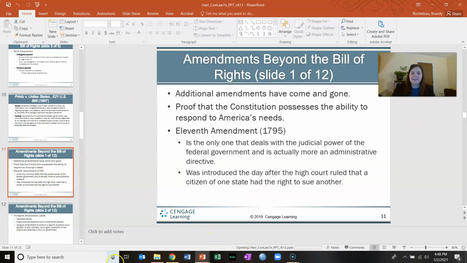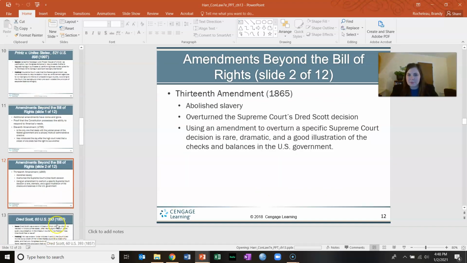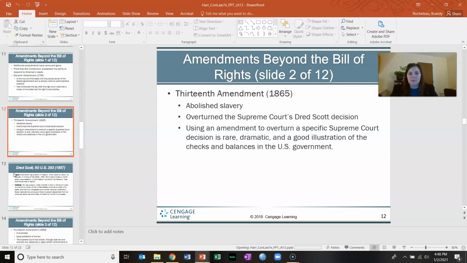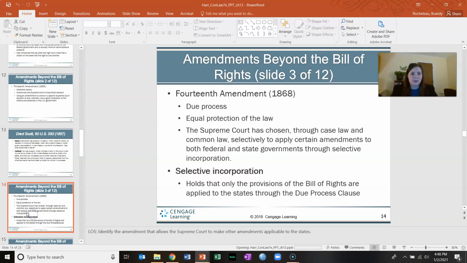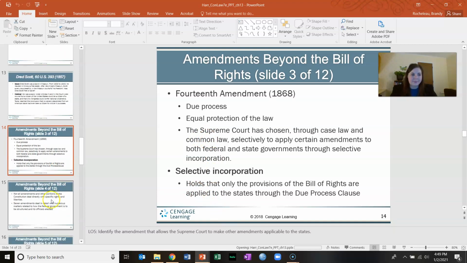Beyond the Bill of Rights, the 11th Amendment deals with judicial power, but it's more of an administrative directive. The 13th Amendment abolished slavery and, in conjunction with the 14th Amendment, overturned Dred Scott. The 14th Amendment contains a due process clause, equal protection of law, and allowed the incorporation of the Bill of Rights to the states.